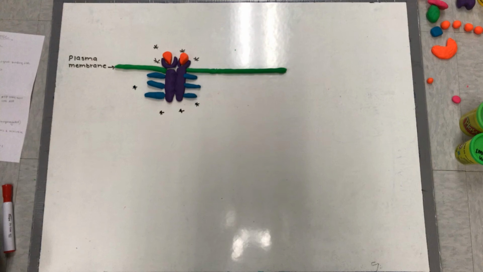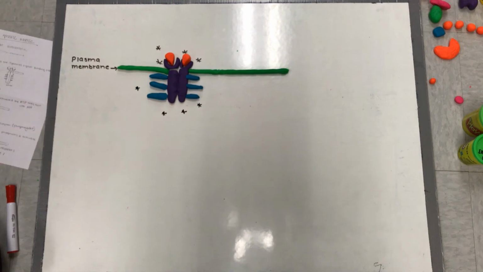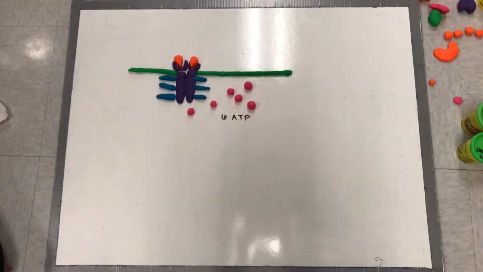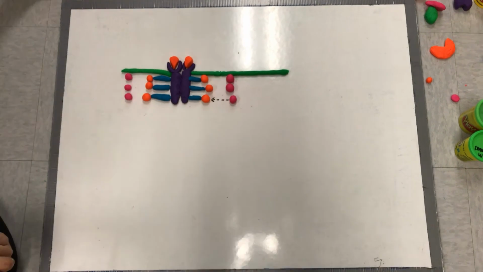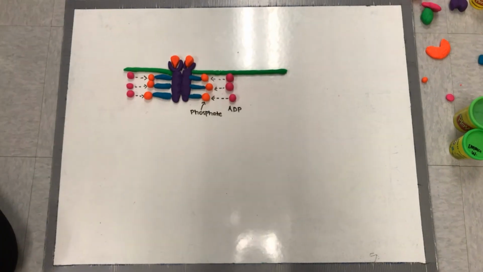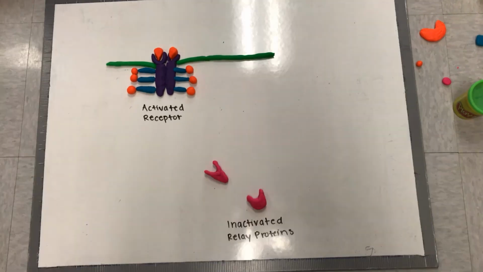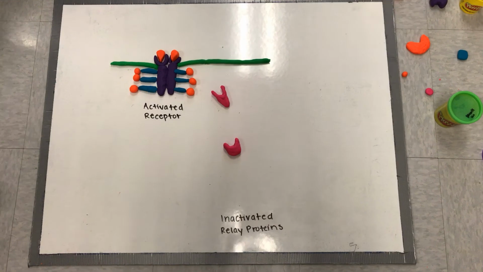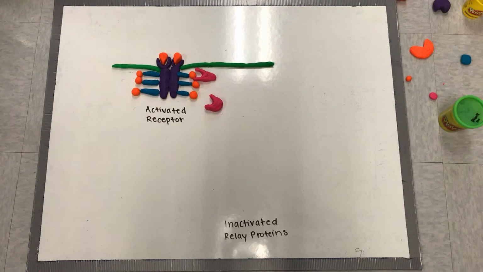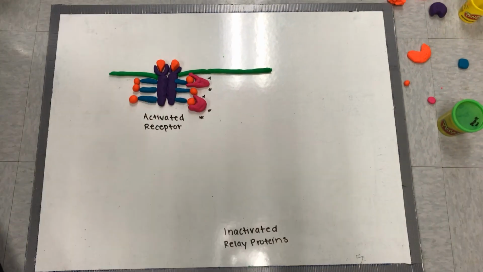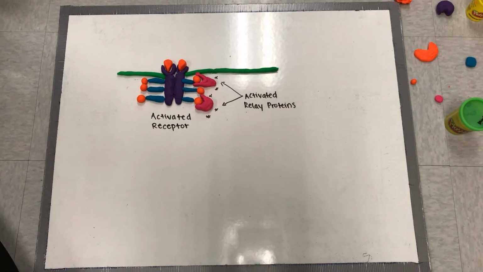Next, two receptors bond to form a dimer. Then, 6 ATP bind to the receptor and each release a phosphate, making them ADP. Inactive relay proteins then bind to the receptor and become activated. These proteins then use ATP to start the signal transduction pathway, also known as the phosphorylation cascade.